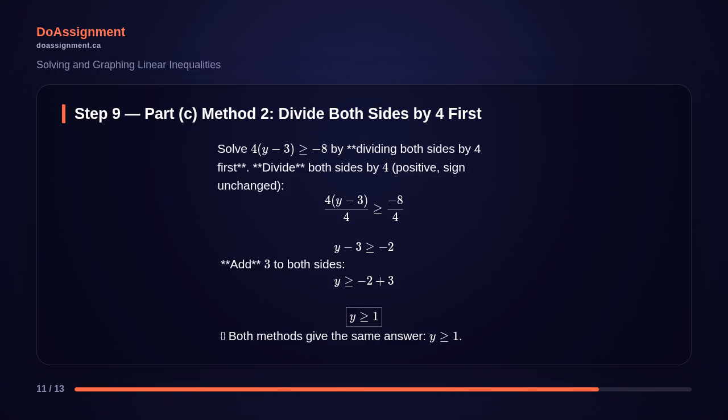Method 2, divide both sides by 4 right away. Since 4 is positive, the inequality sign stays the same. We get y minus 3 is greater than or equal to negative 2. Add 3 to both sides. y is greater than or equal to 1. Both methods confirm the same answer. y is greater than or equal to 1.